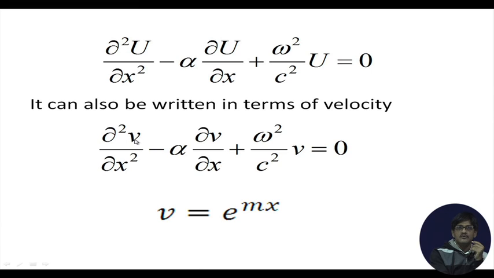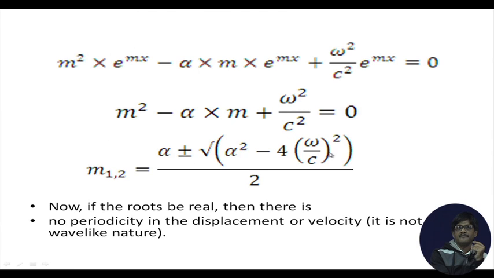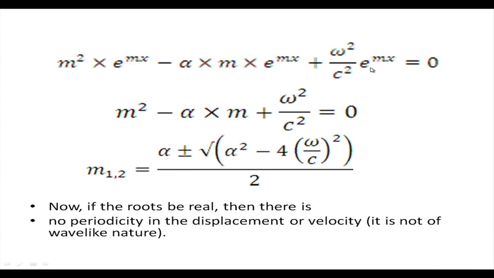In this case, e to the power mx, when derived twice, will give us m square, and e to the power mx when derived once will give us m. So, it should be m square into e to the power mx minus alpha m into e to the power mx plus omega square by c square into e to the power mx equal to 0. That is it. Because e to the power mx after derivation will give e to the power mx once again, multiplied by that constant m, and omega square by c square is a constant into e to the power mx equal to 0.